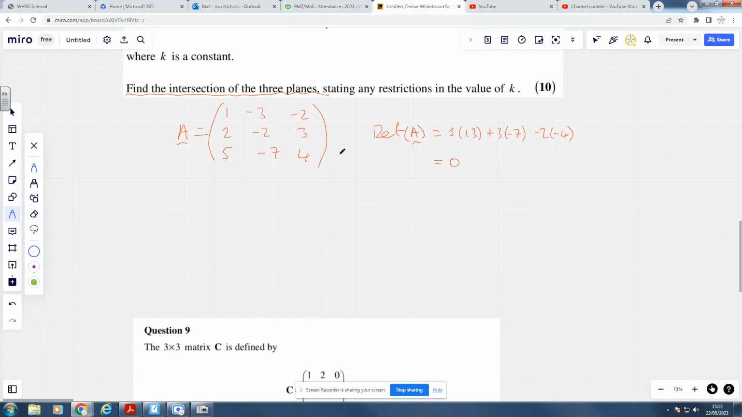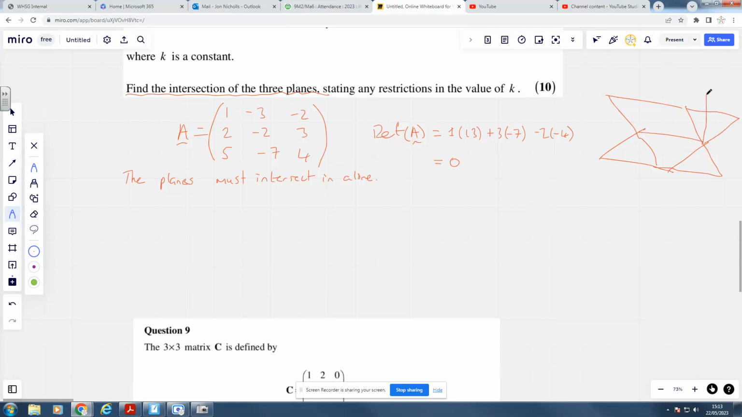I was pleased when I saw that because I thought, that's really handy, because that means that the planes must intersect in a line. They can't intersect in a point. So that was interesting for me. It narrowed down the possibilities really nicely into only one possibility. If they do intersect, then they must intersect in a line, something like this.